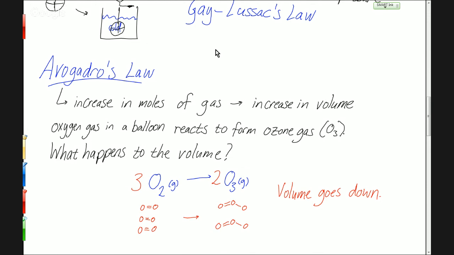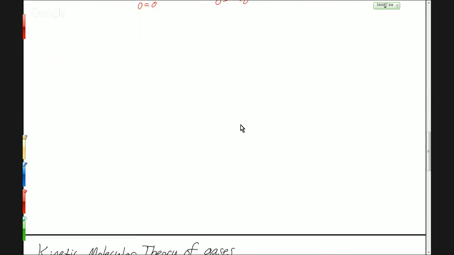Any questions about that? Okay, the last part about gases that I want to look at is something called partial pressures. It has to do with measuring gases. Gases can be a little hard to measure. We talked about this a little bit on Tuesday.